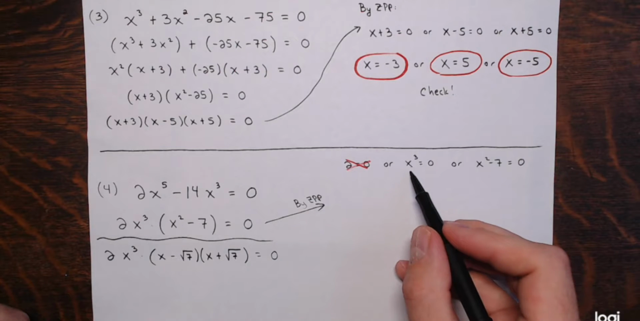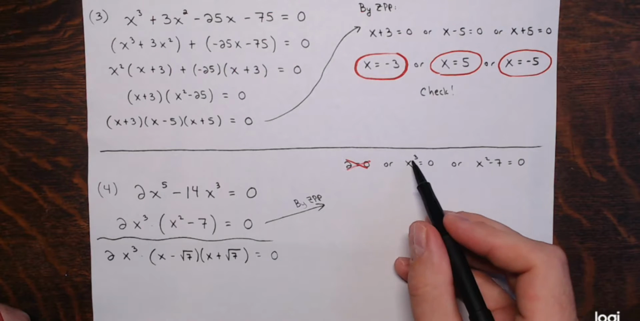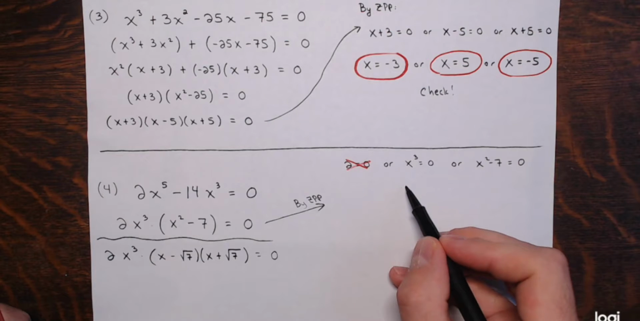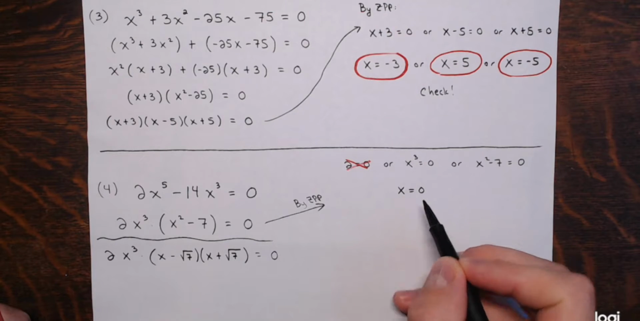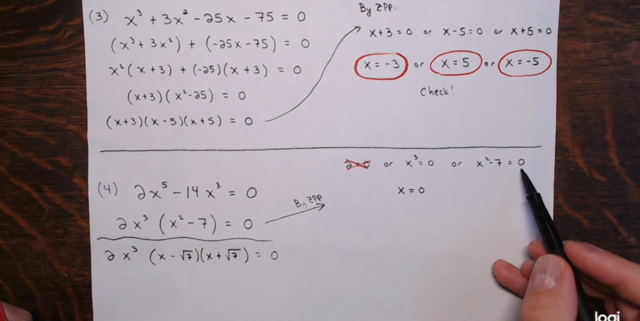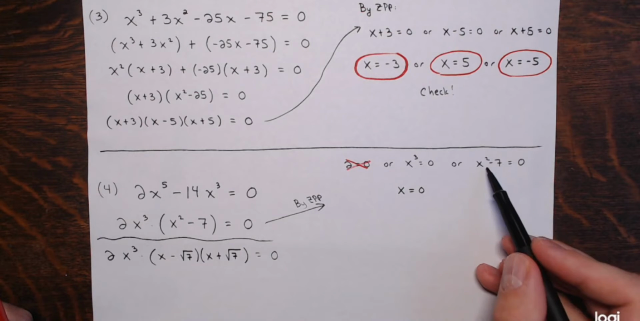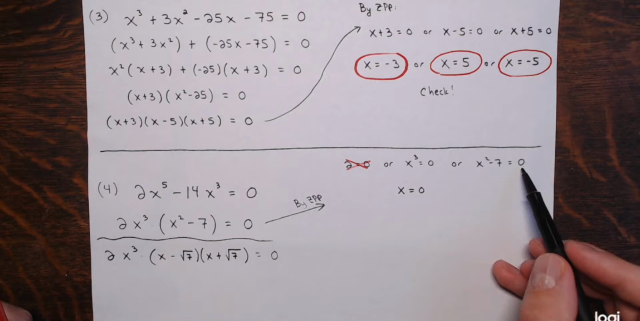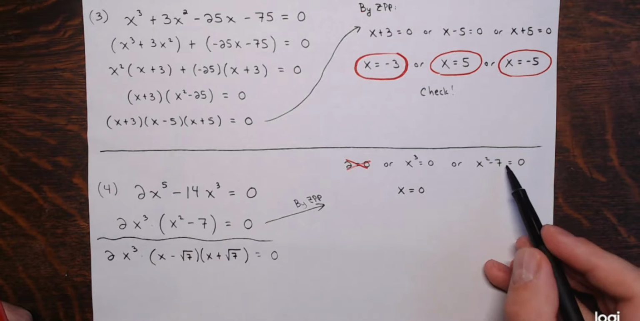And then you solve these. Now the only number you can raise to any non-zero power and get 0 is 0 itself, so we're getting x equals 0 from this one. And then this equation is a quadratic equation that you can solve with the quadratic formula. You can solve it with the square root property, though, right?